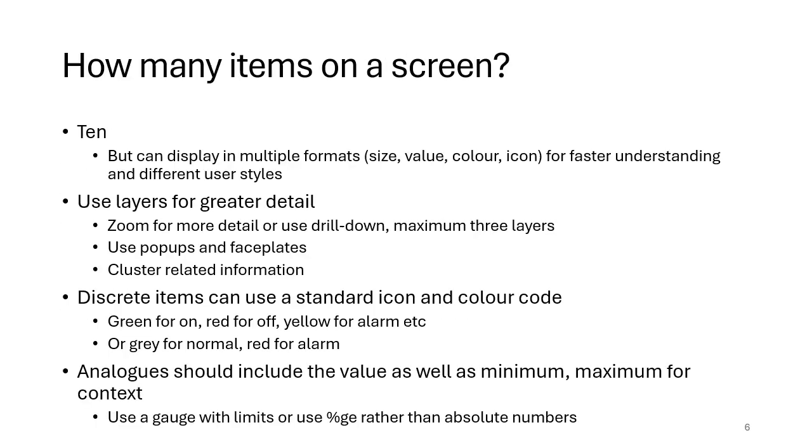So a common question is, how many items should there be on a single screen? I think the answer is simple. It's maximum 10. A typical human can take in 10 items quite easily. If you want to, you could also display those in multiple formats. So again, you might have an icon which has different colors. You might also have a value printed on top of that icon, but it should all relate to the same information about that particular thing it is you're operating.